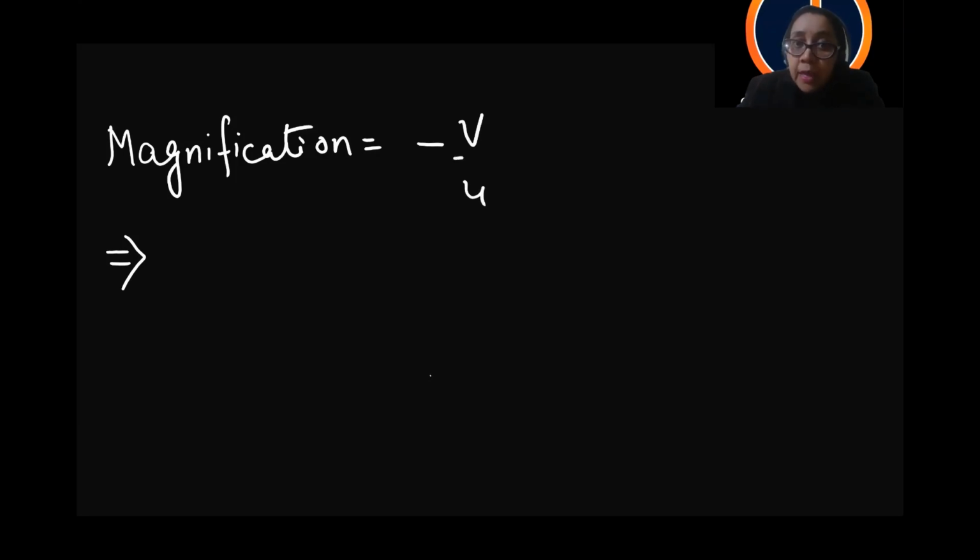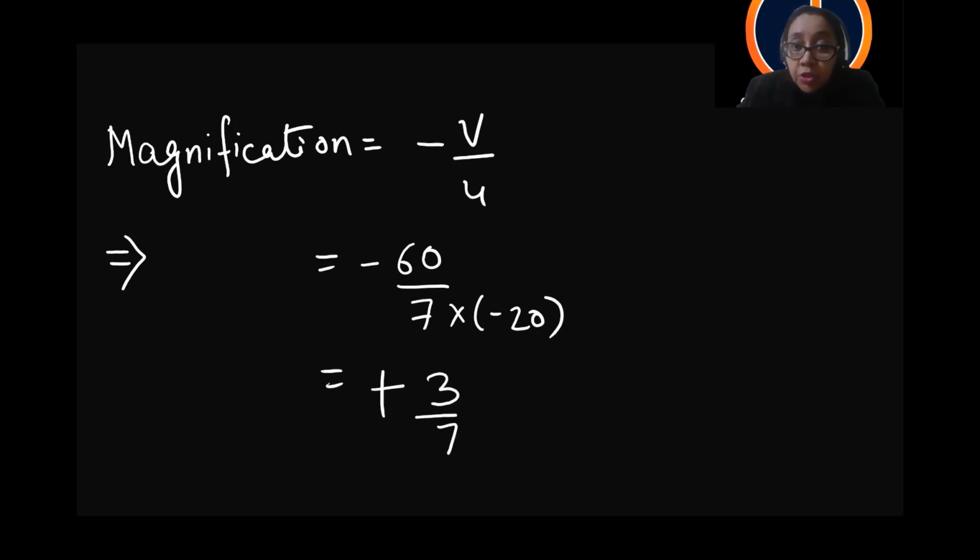Now let's proceed further. We know the magnification formula, that is equal to minus V by U. And now we'll just replace the 60 upon 7. And we know the object distance given is minus 20 centimeter. Now this minus becomes plus, and your answer should come out to be 3 upon 7 and is positive in nature, and which on calculation gives a value of 0.43.